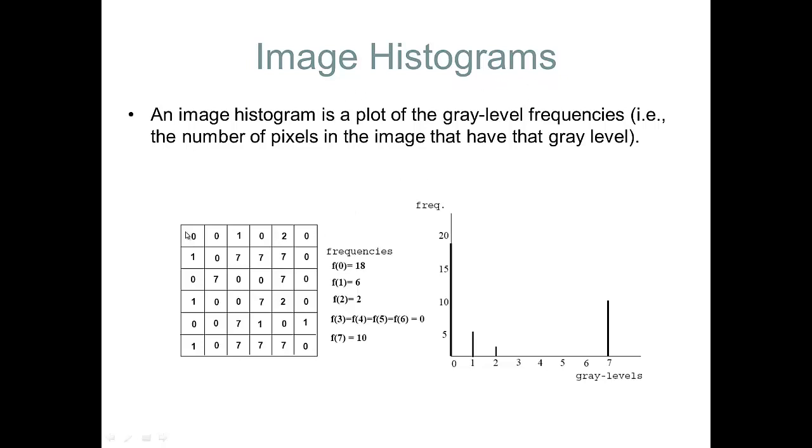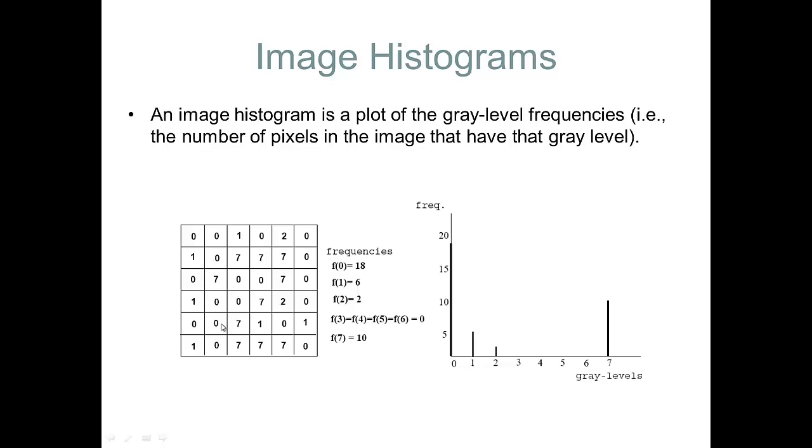Let's first explain what image histograms are. For example, you have an image here. We say this is 1, 2, 3, 4, 5, 6. It's a 6 by 6 image, because it's a 6 by 6 matrix. An image histogram is a plot of the gray level frequency, which means the number of pixels in the image that have that gray level.